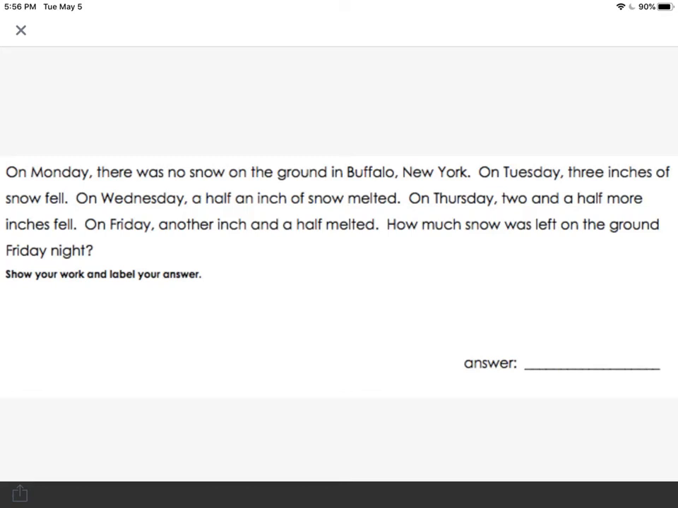We're going to take a look at word problem episode I. First thing I'm always going to do is read the problem, then go back and highlight.